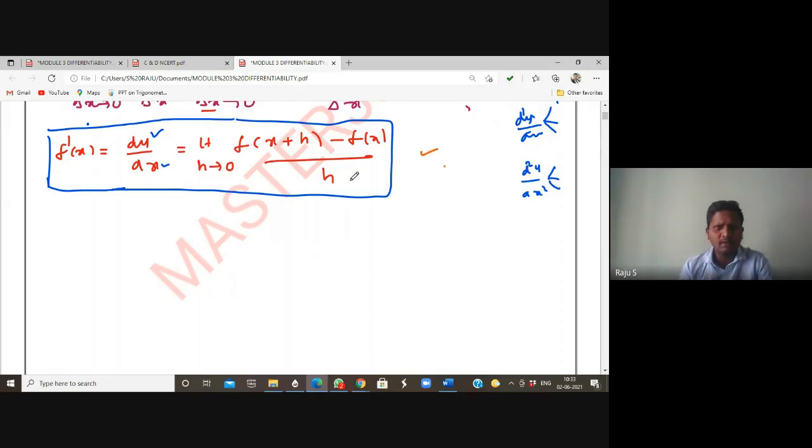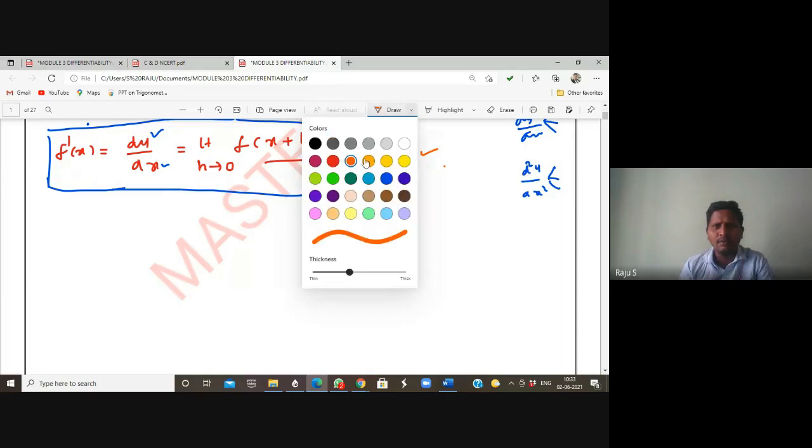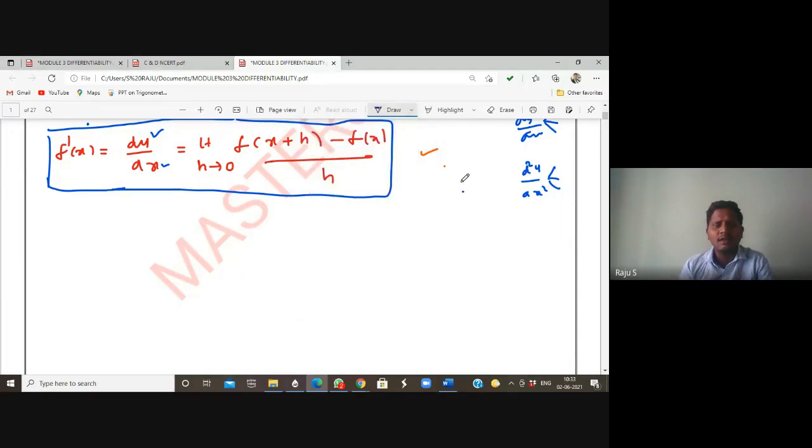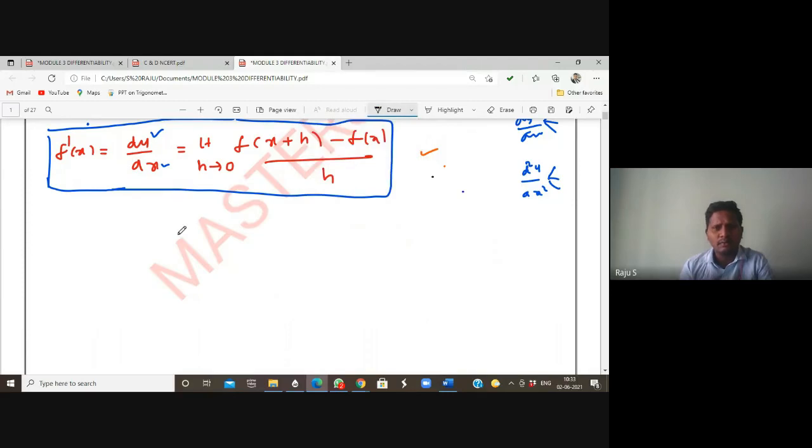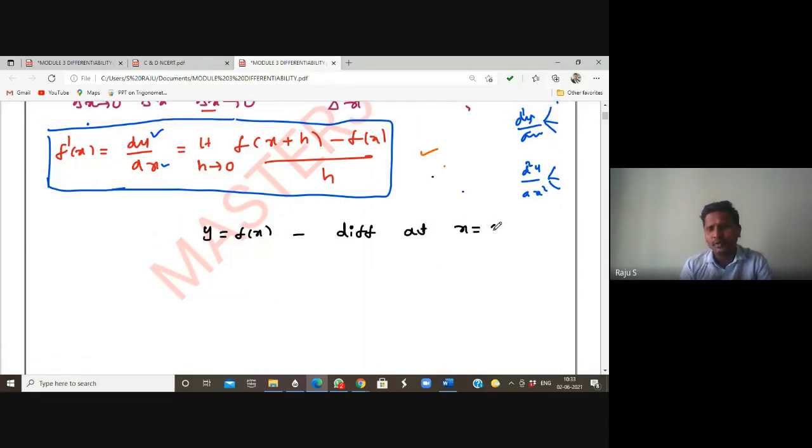This is one formula, and the second one is the same: left hand continuity and right hand continuity. So I'm going to write the formula here. Y is equal to f of x. The given function is differentiable at x is equal to c.